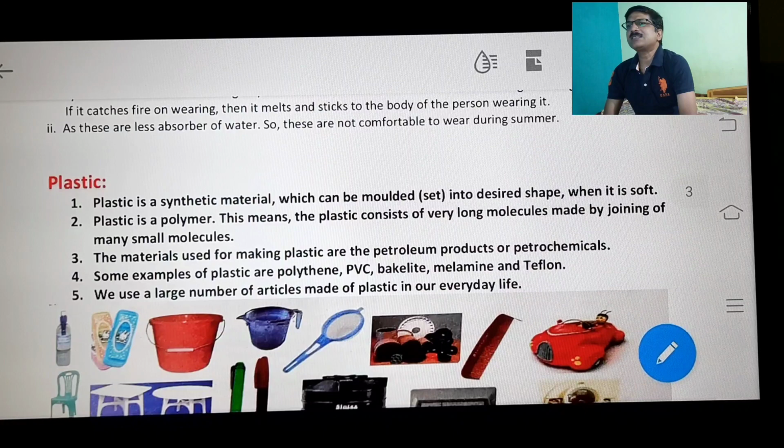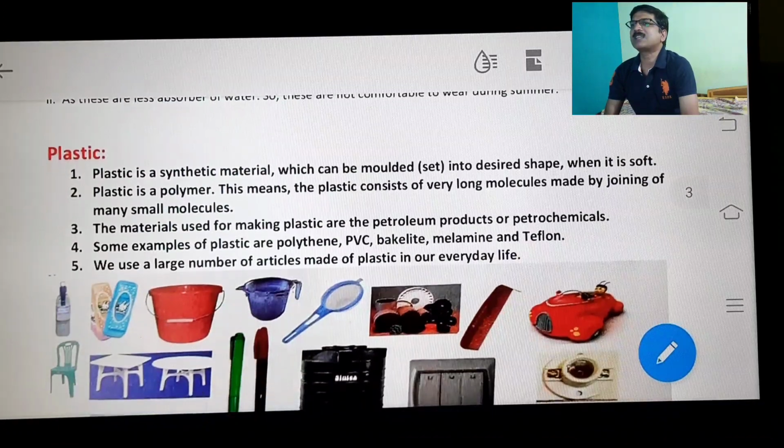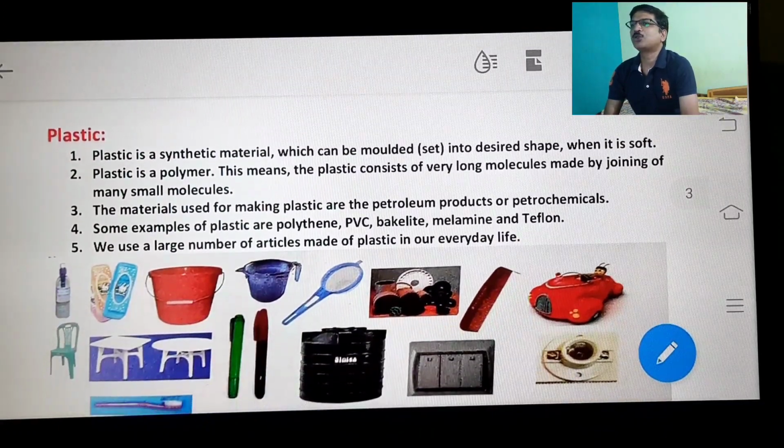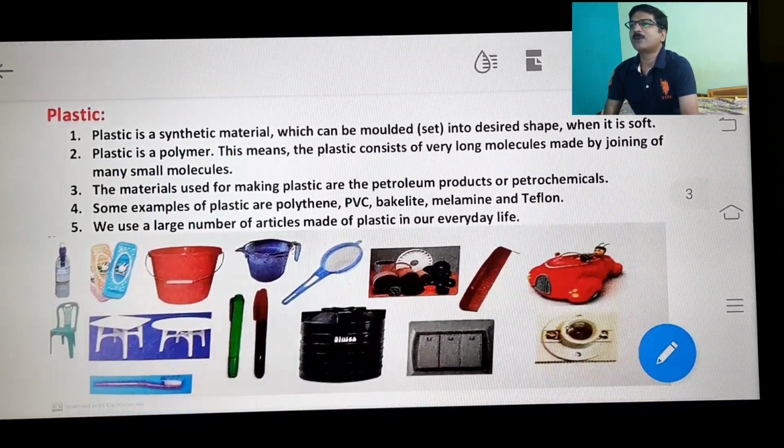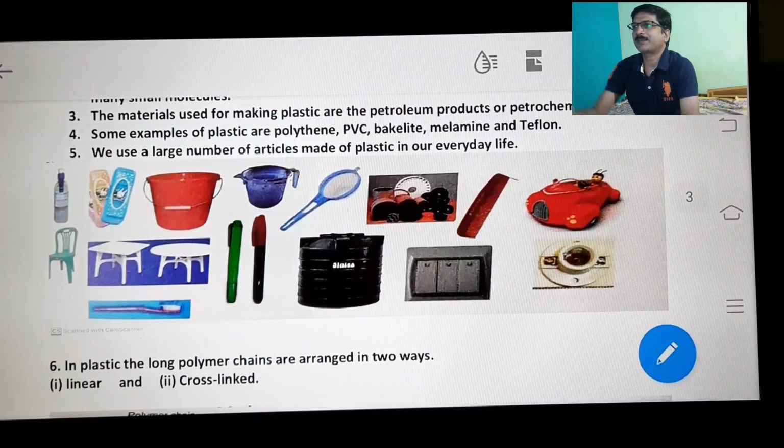Third, the materials used for making the plastics are petroleum products. That means the raw materials are petrochemicals. And some examples of the plastics are polythene, PVC, bakelite, melamine, Teflon. There are 5 types of plastics. And we use these plastics to make a large number of articles that are used in our daily life. The pictures are given here.